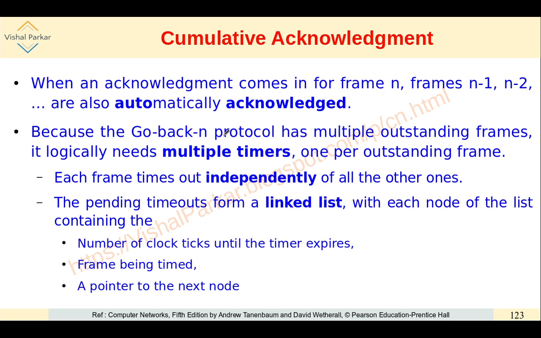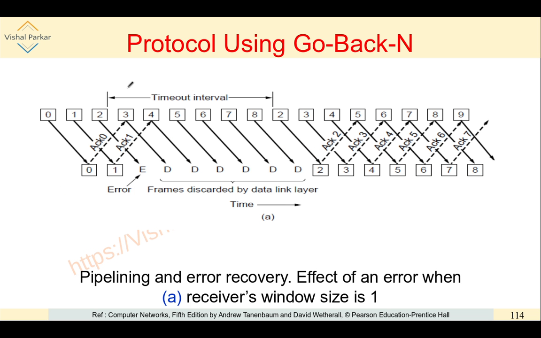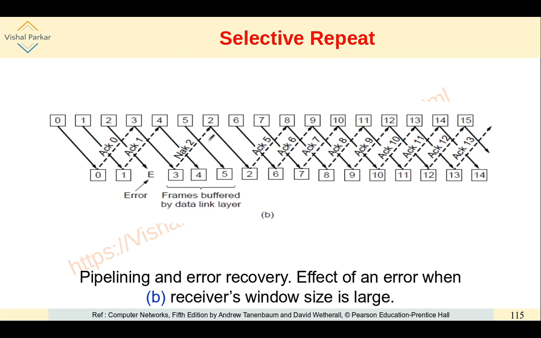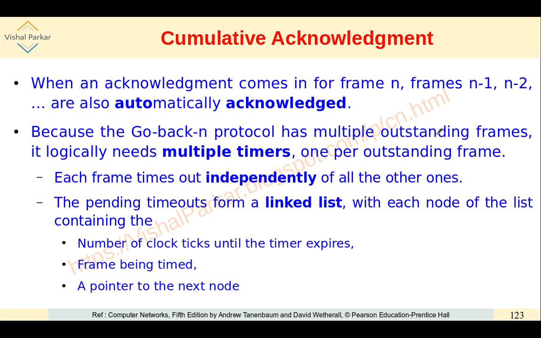Now, as you have seen previously, the go back N protocol basically starts sending all the frames simultaneously. In the case of this example, 0 through 8 were sent one after the other without waiting for the first frame. That means there will be multiple outstanding frames, and that's why logically multiple timers are also needed, one per outstanding frame. Each frame times out independently of all the other ones, and that's why they have their own timers.